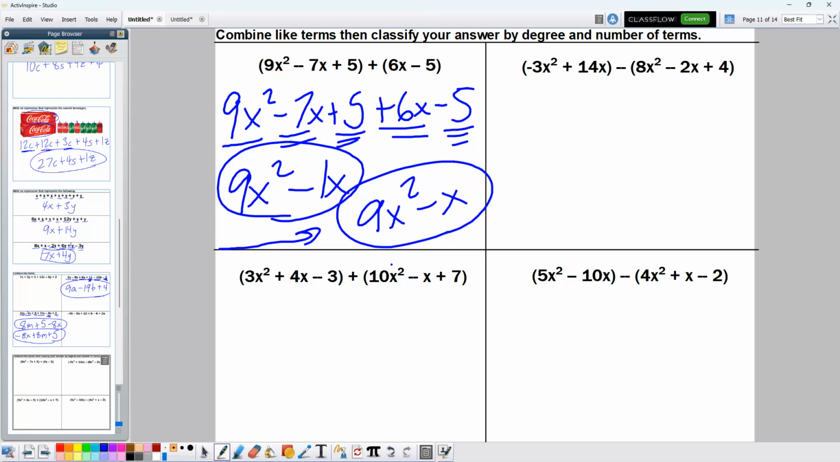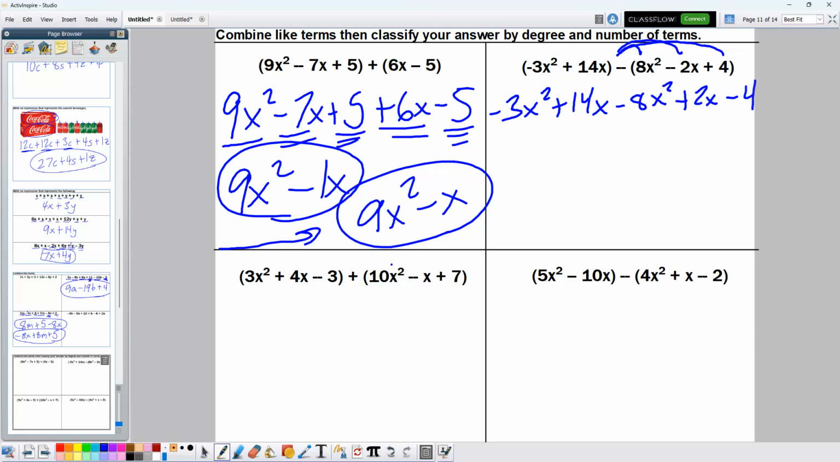On the top right, there's a minus sign in front of a set of parentheses. And when I have a minus sign in front of that set of parentheses, I like to say we're going to distribute that to each one of those terms. And when I distribute that, I need to change the signs of everything in that second set of parentheses. So I'll have negative 3x squared plus 14x. Now I'm going to start changing the signs. If they're positive, I'm going to make them negative. And if they're negative, I'm going to make them positive. So this is minus 8x squared plus 2x minus 4.